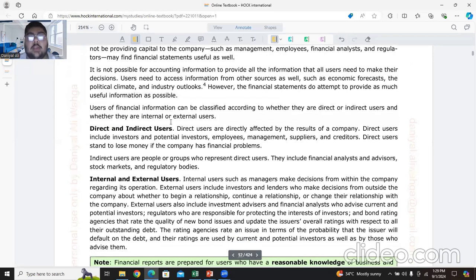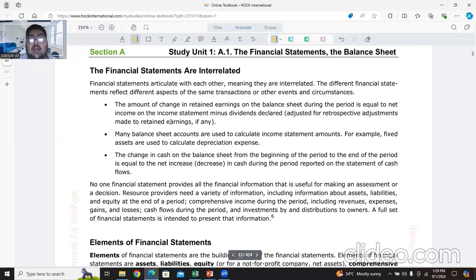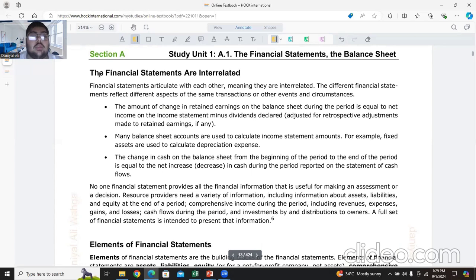these are some uses of financial statements. We're gonna look at that as well. Here, you got to see the very first topic. It explains that the financial statements are interrelated. Now it relates to your previous learning that I taught you, that your retained earnings are the part of your balance sheet. Retained earnings include your net income. Net income is the part of your income statement.